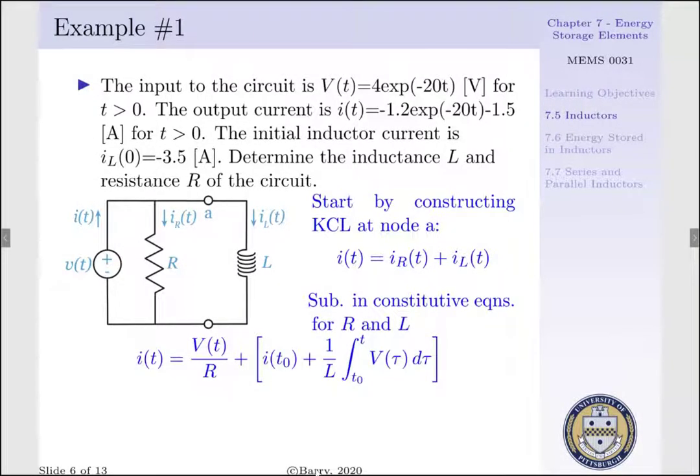If we substitute in our constitutive equations for a resistor and inductor, we have the following. Our source current i(t) is equal to our current running through our resistor, which is our voltage potential, v(t), per our resistance, plus the current running through our inductor, which is our initial current, plus 1 per L, the integral from t_0 to t of v(τ) dτ.